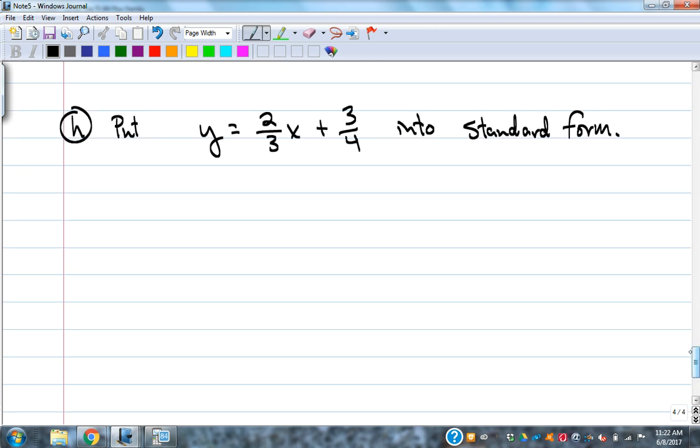Okay. If we're going to put that in standard form, we're still going to subtract the 2/3 x. That's negative 2/3 x plus y is equal to 3/4. But now when we try to get rid of our fractions, the denominators are not the same number. So we've got to think, okay, what number would get rid of a 3 but would also get rid of a 4? 12. That's a number that 3 and 4 both go into. So I'm going to multiply everybody by 12. That's how you do that.